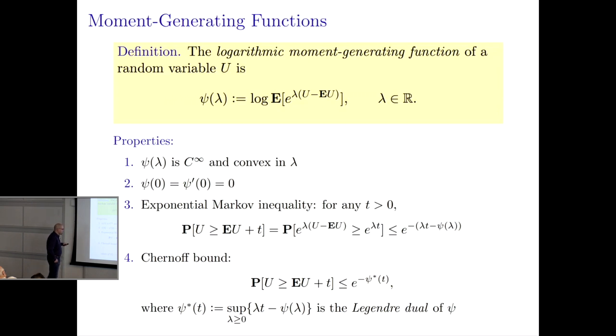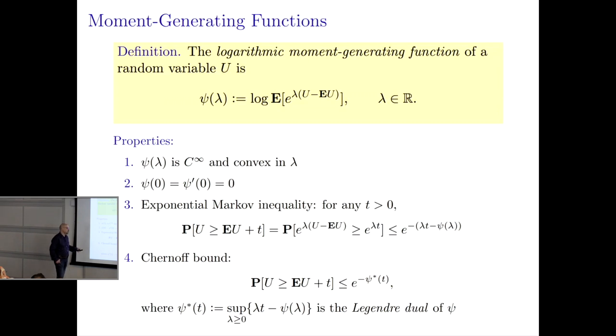And of course, where does it come in? Suppose I want to compute the probability that u exceeds its mean by more than some t. What I can do is apply the strictly increasing function e to the lambda u, where lambda is positive, to both sides. Now I have a statement about a non-negative random variable exceeding some threshold. I use Markov's inequality, and then I use the definition of psi. This is called the exponential Markov inequality, and this is the Chernoff bound.